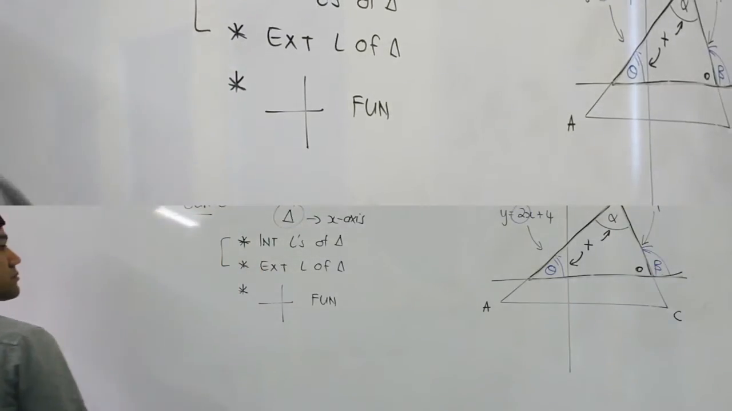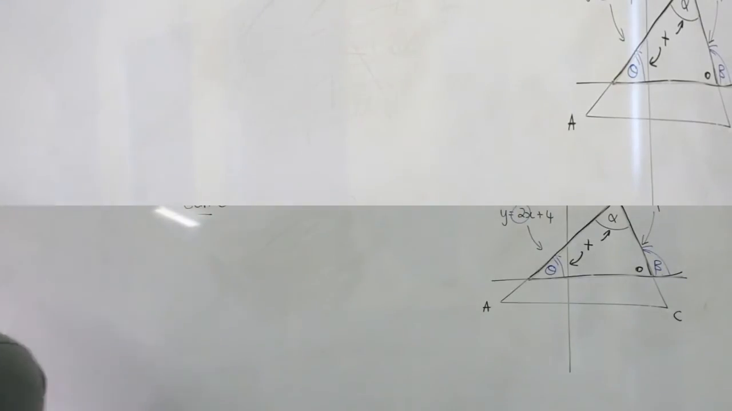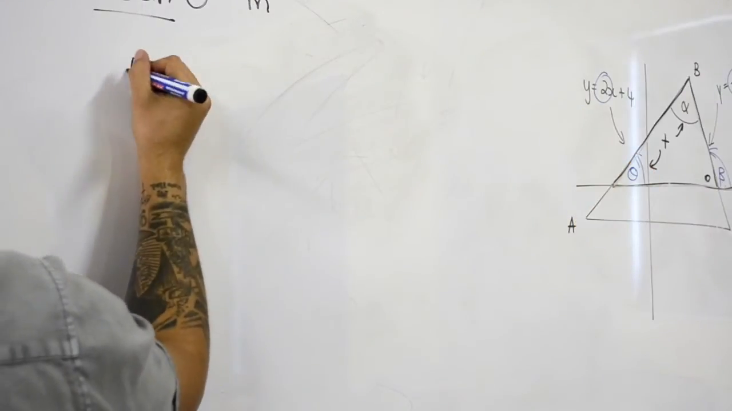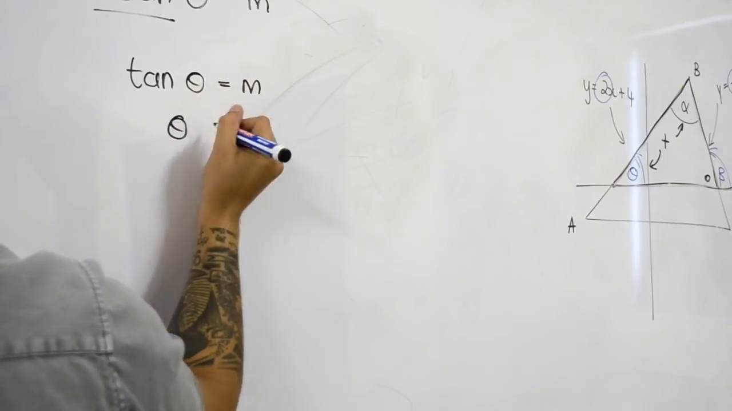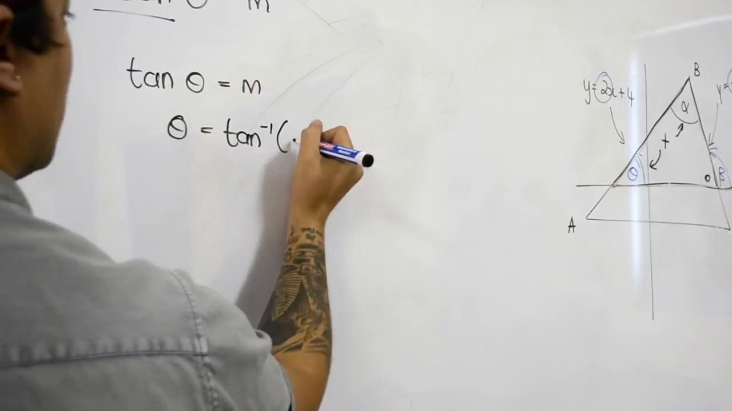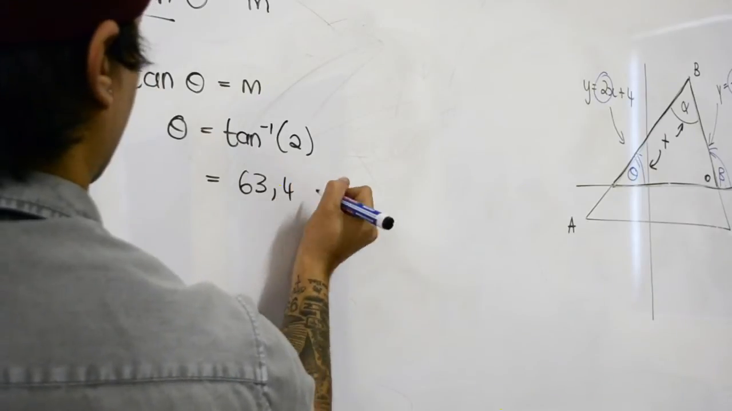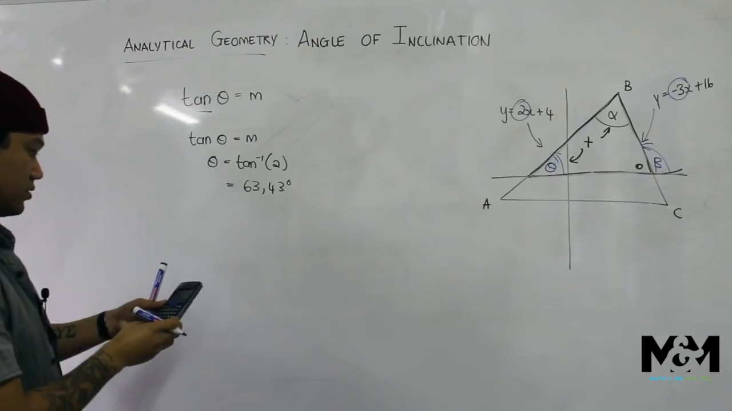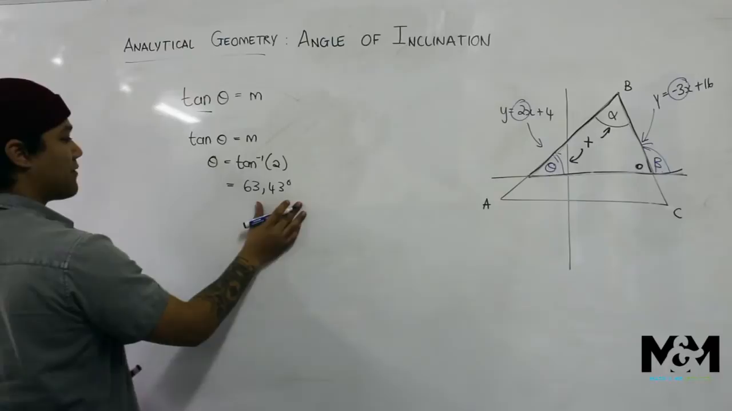Right, so first up, I'm going to find theta over here. So I'm going to say that I know tan of theta is equal to the gradient. So theta therefore is equal to arctan of my gradient. What is the gradient of AB? It's 2. So that was 63,43, if I remember from the last one. Let's just double check. Arctan 2, 63,43, right? Correct. So there we have theta.